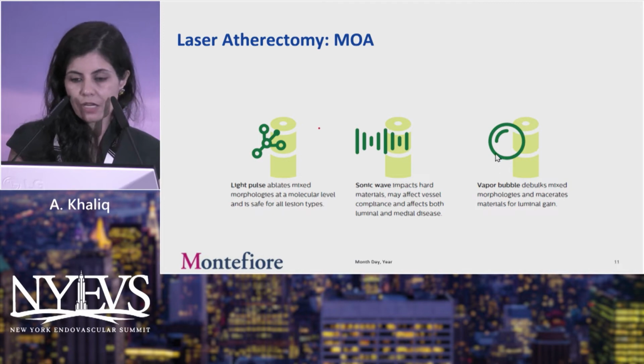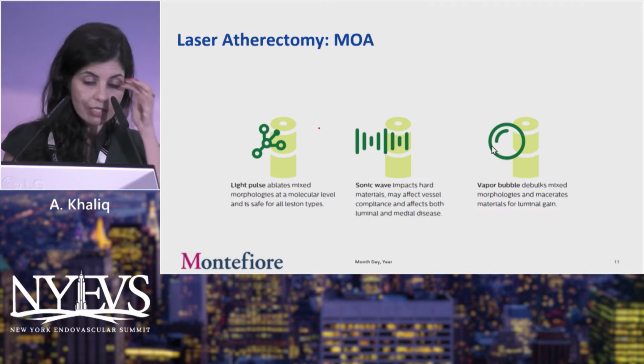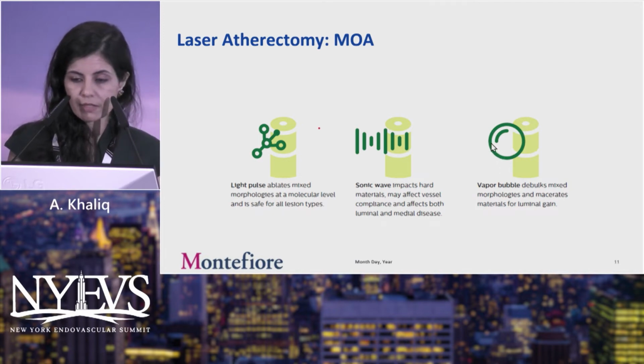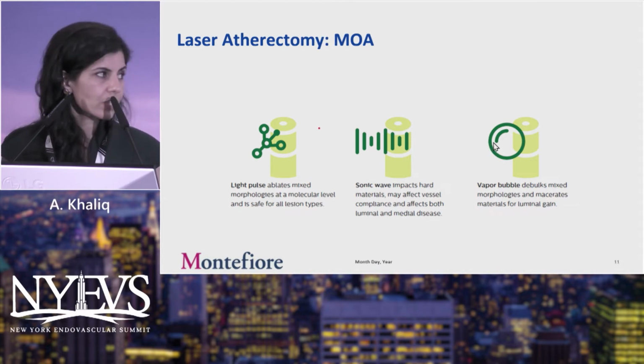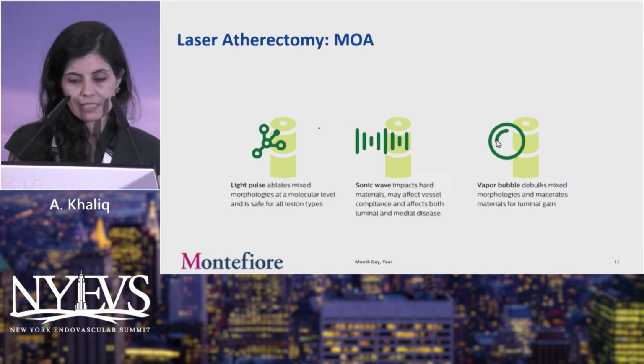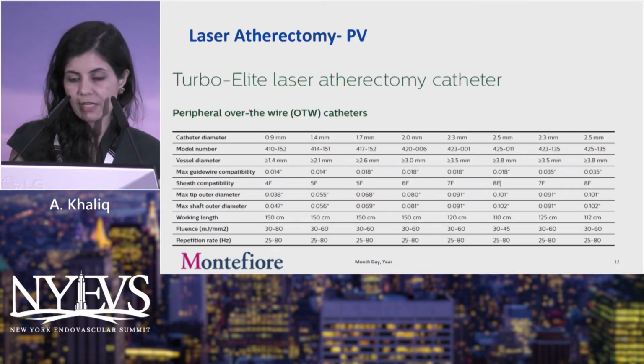Now laser. Laser is interesting, and I use it specifically. Obviously it has an indication for ISR, but I have also started using it more and more in calcified lesions. It has a dual mechanism of action: it uses the sonic wave as well as the vapor bubbles. These are the sizes of the laser, 0.9 to 2.0. Up to 2.0, you can use a 6-French system. Anything beyond that, you would need a 7 or an 8-French system.